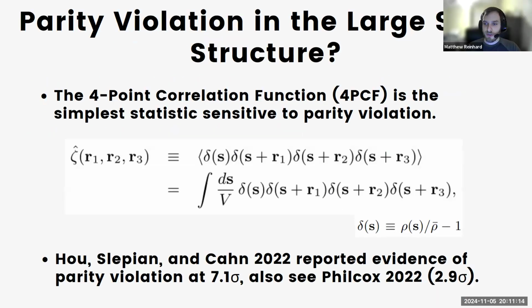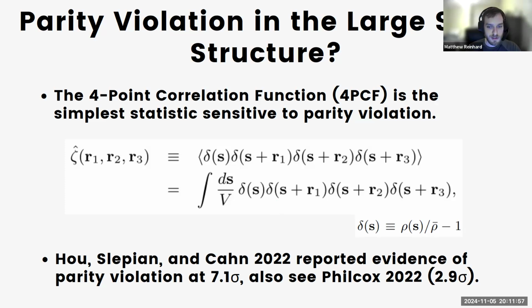So if we want to measure whether or not the large-scale structure violates parity, we can use the simplest statistic sensitive to parity violation, which is the 4-point correlation function. If delta is the density fluctuation field, which measures the deviation from the average density, we can compute the galaxy 4-point correlation function in this way, where this integral is correlating these deltas at 4 different spatial locations, essentially adding up all possible different galaxy tetrahedra combinations.